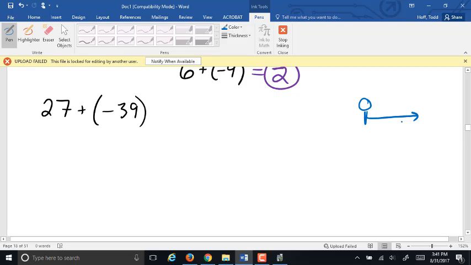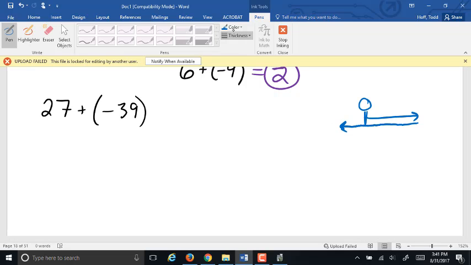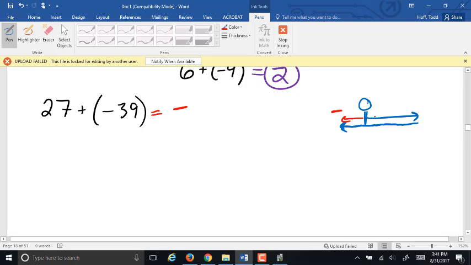Negative 39, since it's negative, goes in the opposite direction. It has a larger magnitude, so it's a longer vector. So that means it goes past 0. Now this little picture tells me two things about my answer. First of all, I ended up on the negative side of 0, so my answer is negative. The second thing it tells me is my vectors go in opposite directions, which means they work against each other.